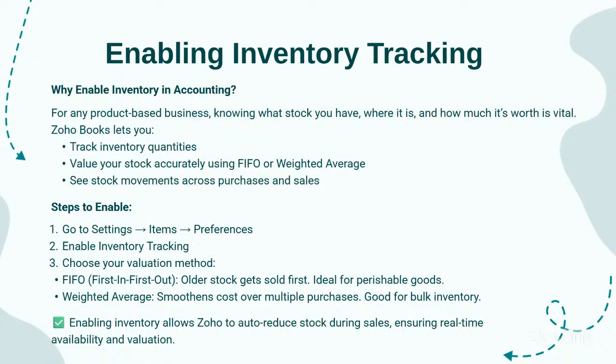Let me now connect the two. If your inventory isn't accurate, your reports won't be either. For example, imagine you sell 10 units of a product, but your stock wasn't updated correctly. Now, your cost of goods sold in the profit and loss report will be wrong. Or suppose you forgot to enter the opening stock value, that means your balance sheet will under-report your assets. So yes, inventory and reporting are closely linked, and that's why they are being taught together in this session.